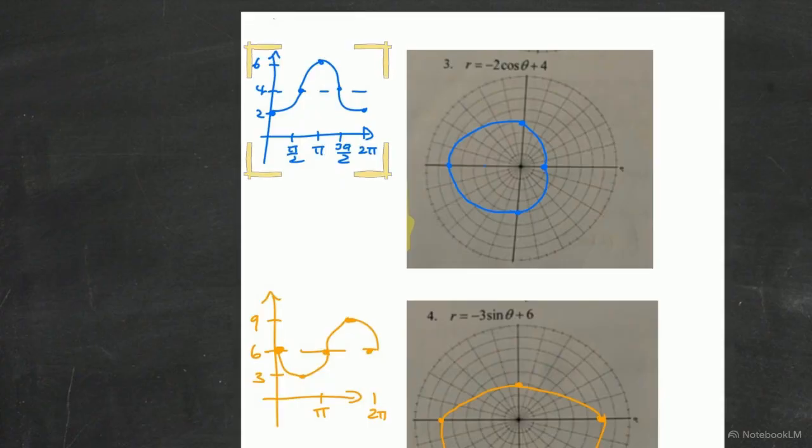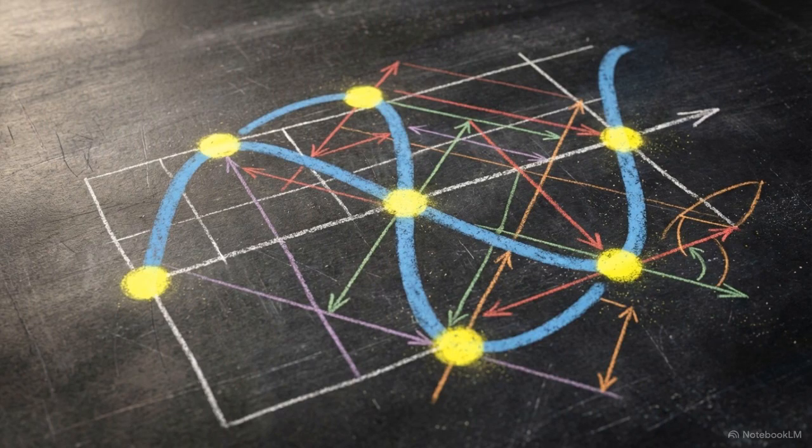Let's look at this Cartesian graph to plot our 5 points. We start at the floor coordinate of 0, 2. At our next interval, pi over 2, we hit the midline at 4. At pi, we reach the ceiling of 6. At 3 pi over 2, we return to the midline at 4. And at 2 pi, we finish where we started, at the floor of 2. Connecting these 5 dots gives us an inverted cosine wave. This standard 2D wave contains all the geometric data we need. We are ready to translate it into a polar shape.